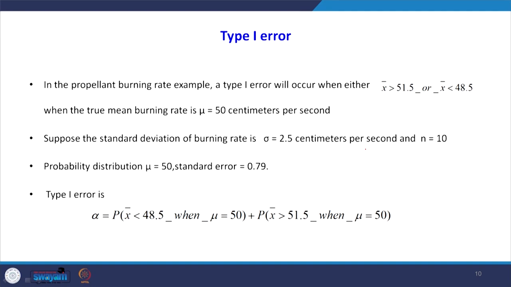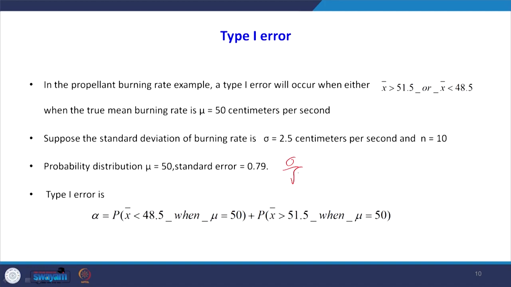Now, we will see how to calculate type 1 error and type 2 error. First, we will go with type 1 error. In the propellant burning rate example, a type 1 error will occur when either the sample mean is greater than 51.5 or the sample mean is less than 48.5, when the true mean burning rate is mu equal to 50 centimeters per second. Suppose the standard deviation of the burning rate, sigma, is 2.5 centimeters per second and n equal to 10.